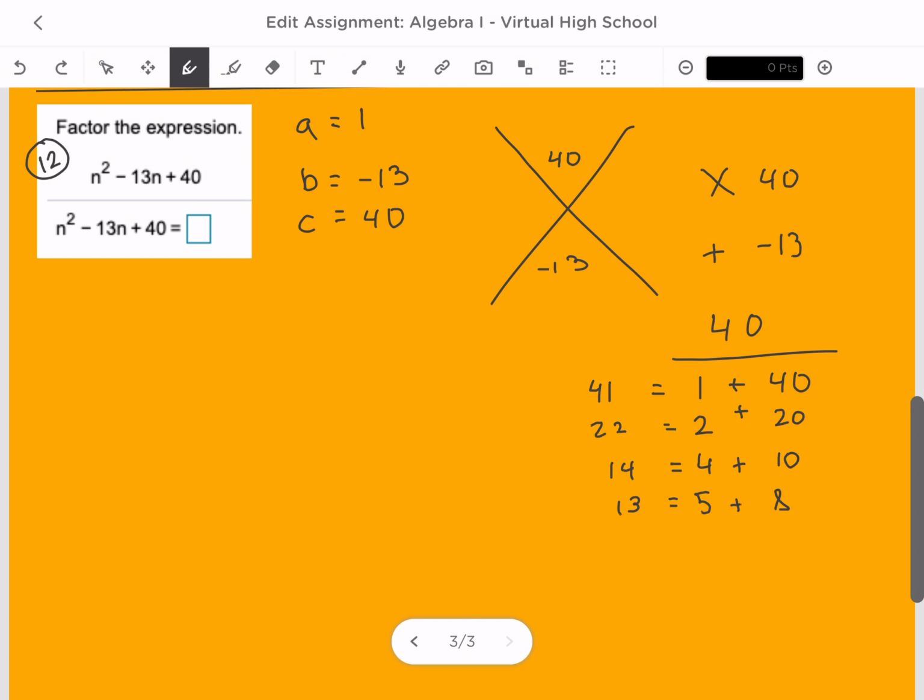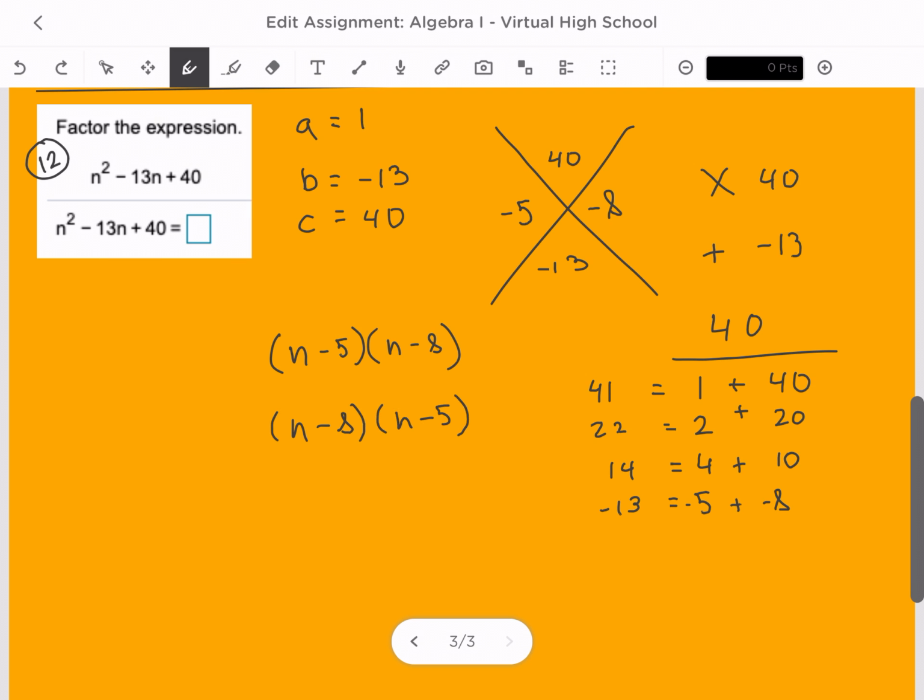So instead of positive 13, I want negative 13. So what I'm going to do is make both numbers negative. Negative 5 times negative 8 is still positive 40, but negative 5 plus negative 8 is going to give you negative 13. So negative 5, negative 8. That means that my final answer is going to be n minus 5, n minus 8. And you could also write this as n minus 8 and n minus 5.